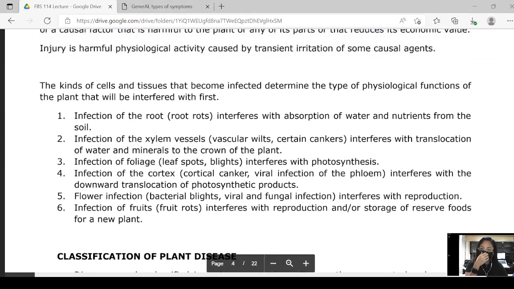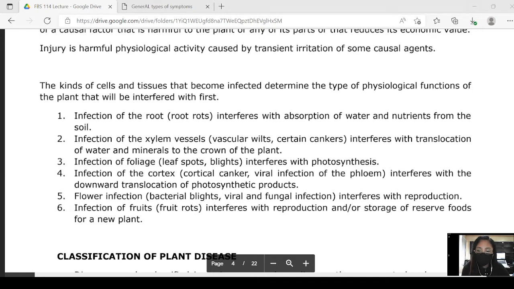So, infection of the foliage or the leaves can cause leaf spots or blights, in which it interferes or hinders the process of photosynthesis. Thus, it interferes with food production in your plant. And we have fourth, infection of the cortex, which causes cortical cancer, and viral infection of the phloem. The phloem is a type of vascular tissue which translocates photosynthetic products or food. So, xylem is for water, while phloem is for food.